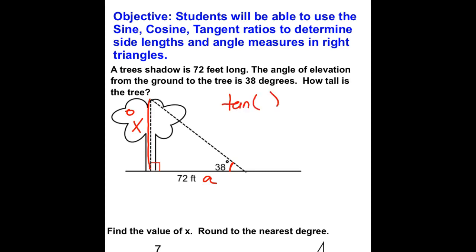And I go, oh, do I know the angle? Because if I do, I use regular. If I don't, I use inverse. The angle's 38, so I know it. And then I just go opposite x over adjacent 72, and I just continue to solve from there.